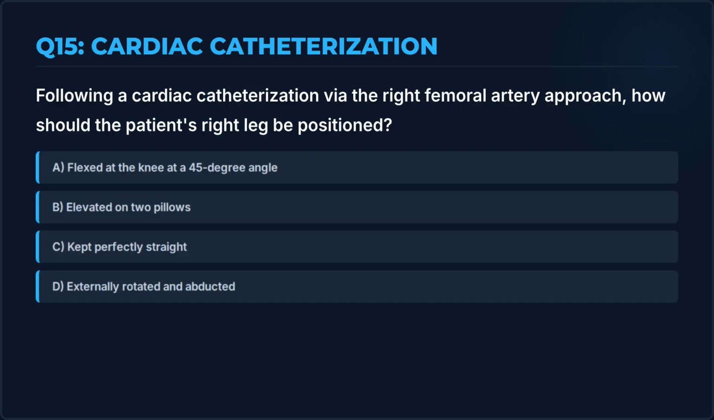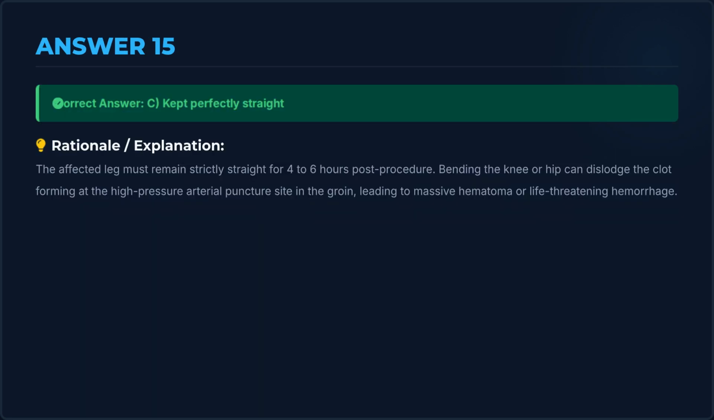Question 15. Following a cardiac catheterization via the right femoral artery, how should the patient's right leg be positioned? The correct answer is B, straight and immobilized for 4 to 6 hours. Bending the knee or hip can dislodge the clot at the arterial puncture site, leading to massive hematoma or hemorrhage.